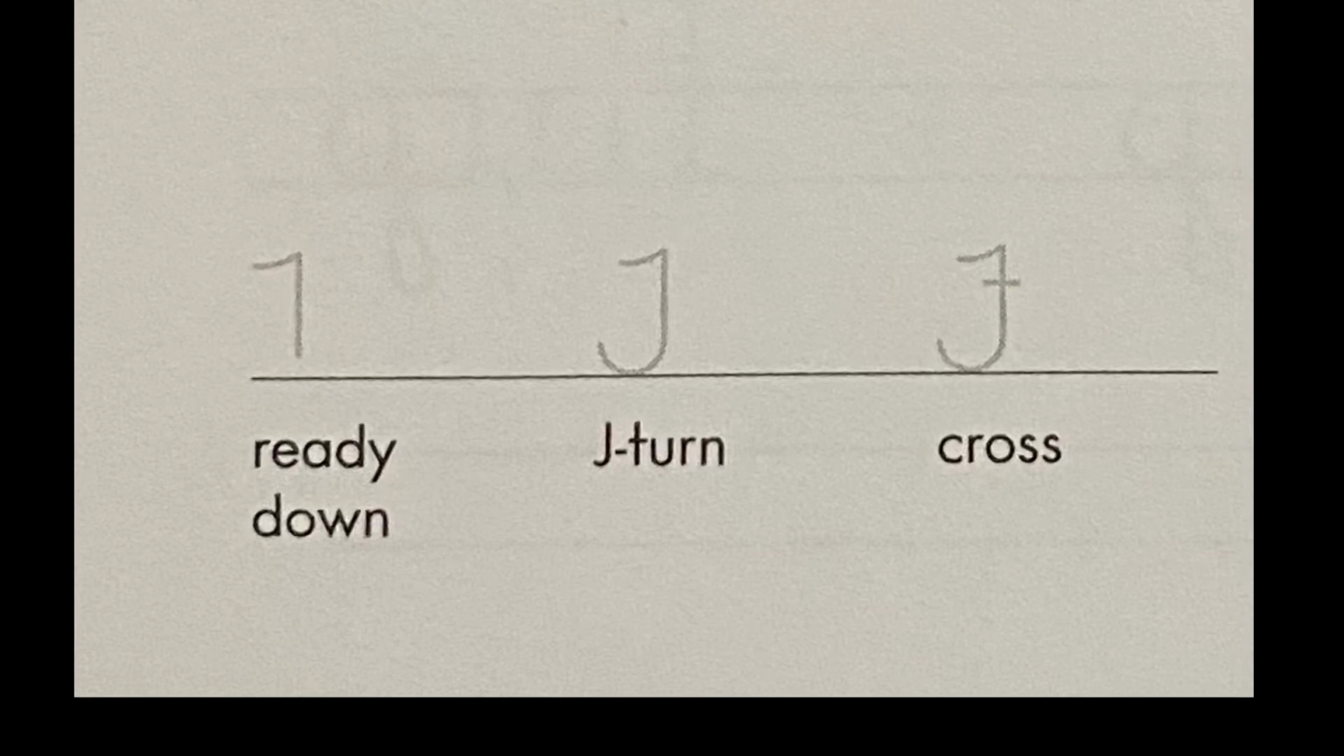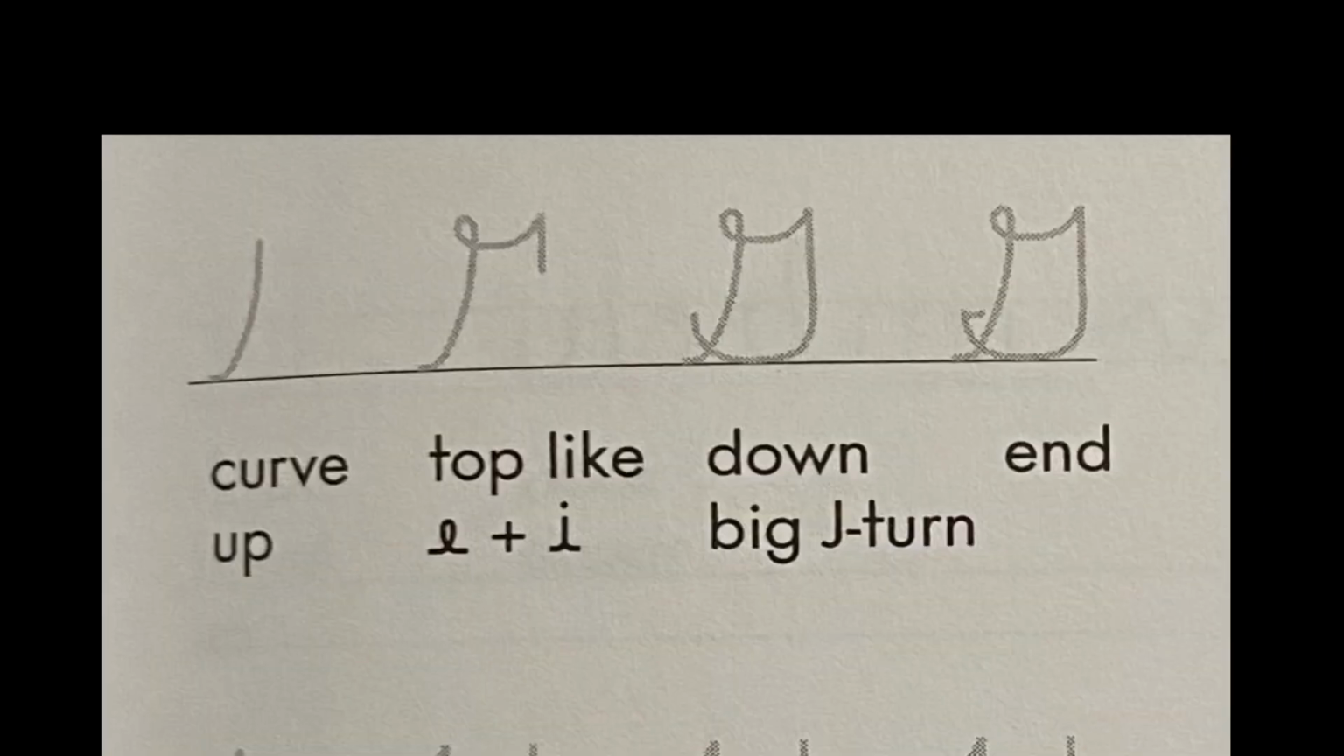Capital F starts much like the capital B. We start with a ready and down, then we make a J as we turn. Now make sure that you include that final cross to show that it is a capital F. Capital G, you're going to curve it up, and then you're going to swing it around to make it a top. Bring it back down.